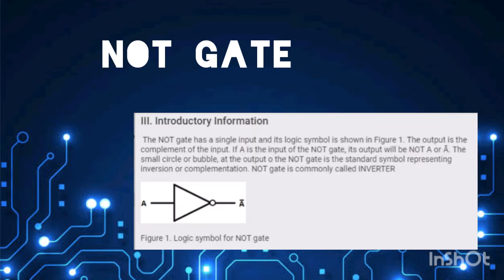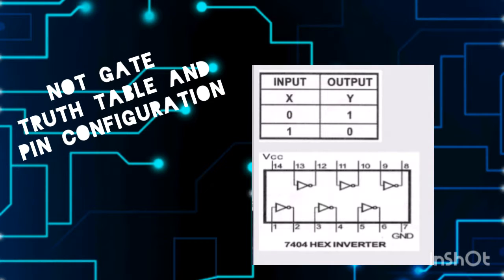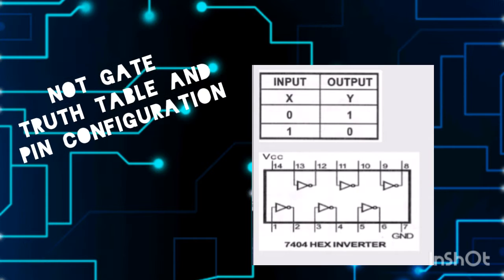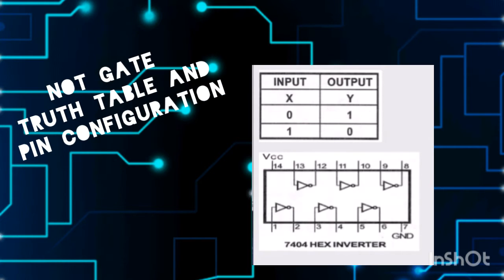Here we can see the logic symbol for the NOT gate. In the symbol, we can see a circle or a bubble, and that bubble is called the inverter. And also, we can see here the truth table for the NOT gate. If the input is 0, then the output will be 1. If the input is 1, then the output will be 0.